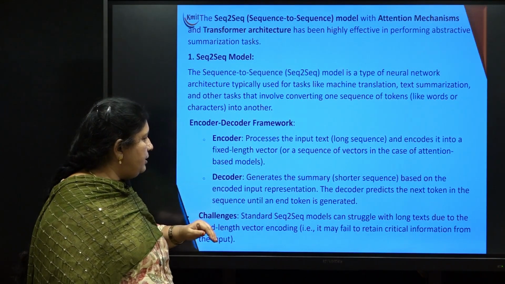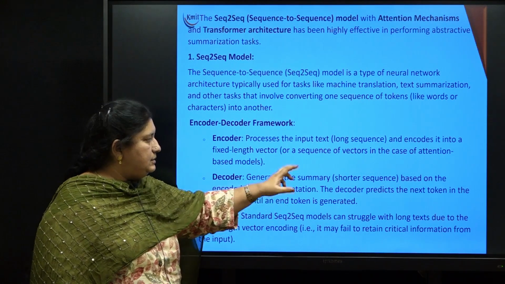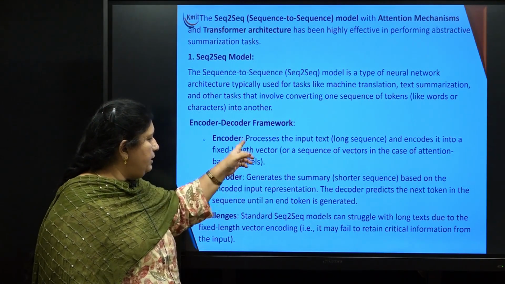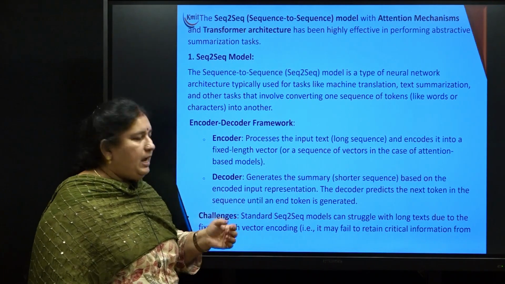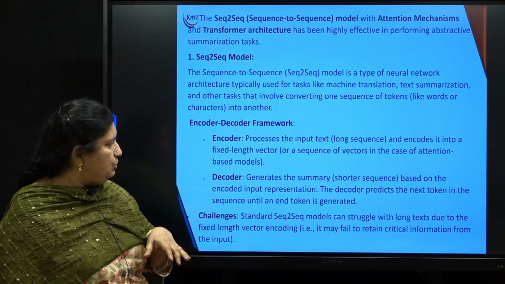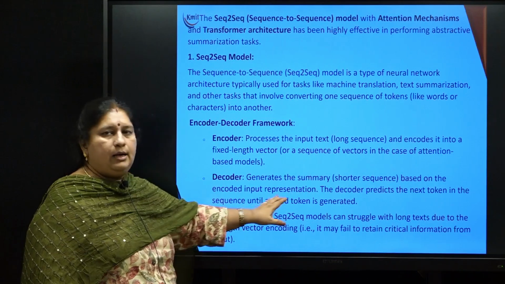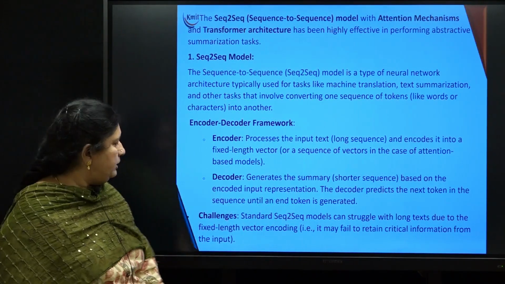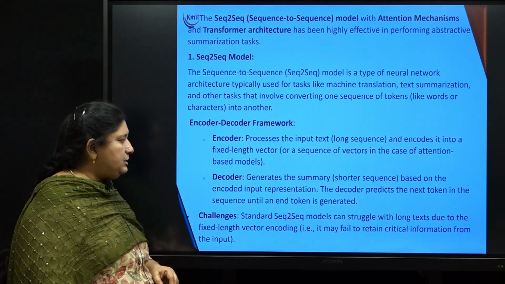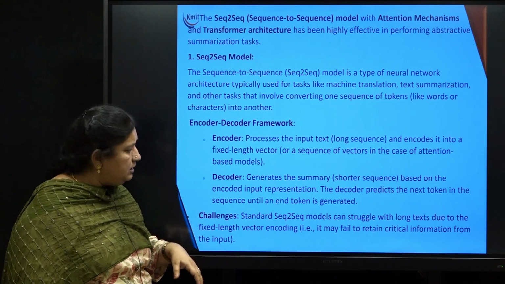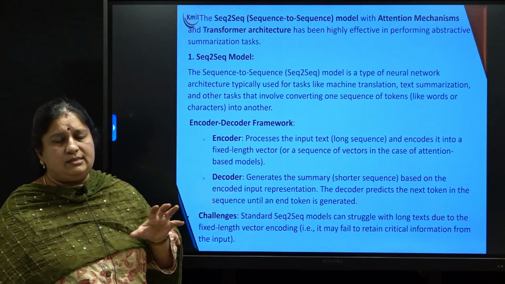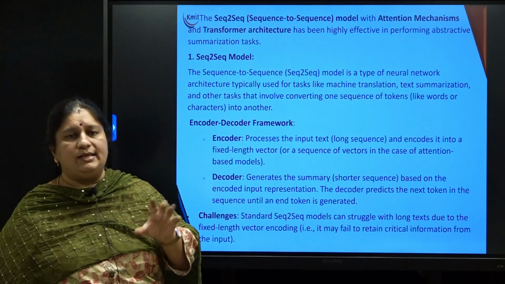What does the decoder do? It generates the summary based on the encoded input representation, and the decoder predicts the next token in the sequence until the final token is generated. What are the challenges? It can struggle with long texts because you have a fixed length context vector.